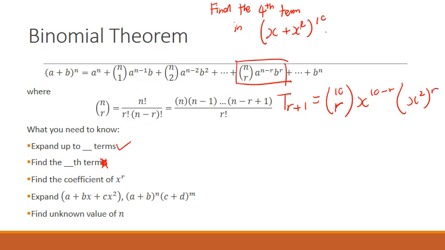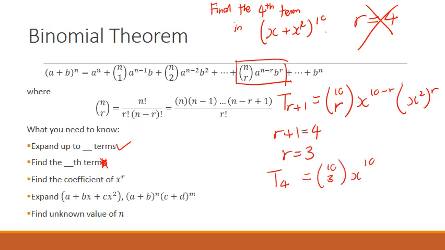Alright, so what happens over here is that I want to find my fourth term. So it's r plus 1 equals 4. Please take note. A lot of people will confuse this with r equals 4, and this is wrong because it is the r plus 1 term. So I have r equals actually 3. So the fourth term will be 10 choose 3, x to the power of 10 minus 3, and x squared to the power of 3. And of course, you expand them and give your final answer itself.